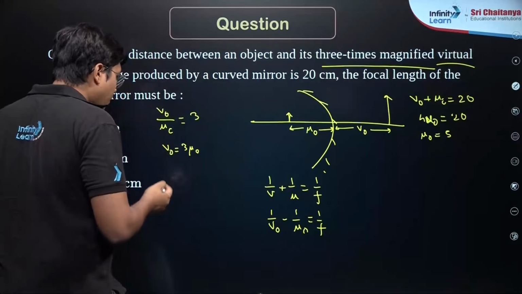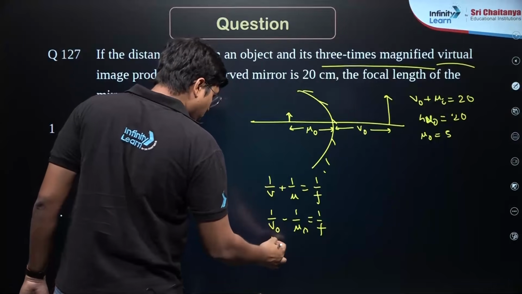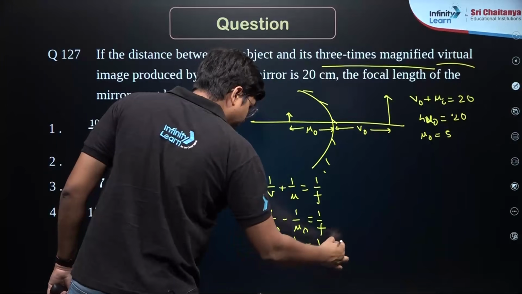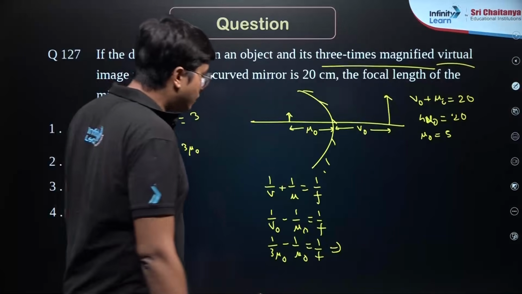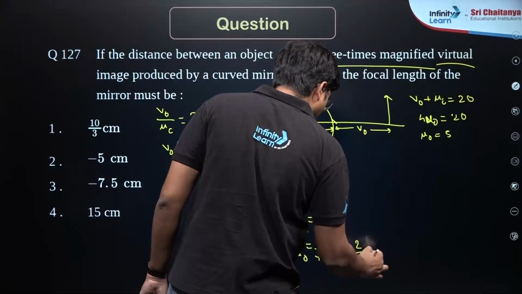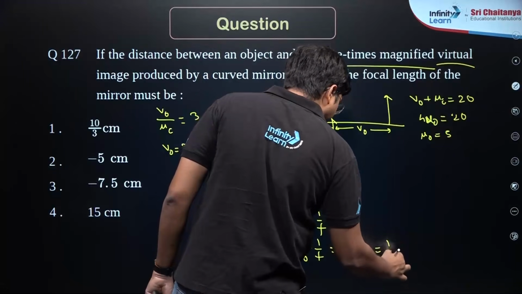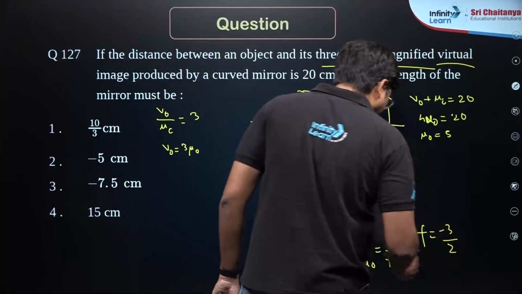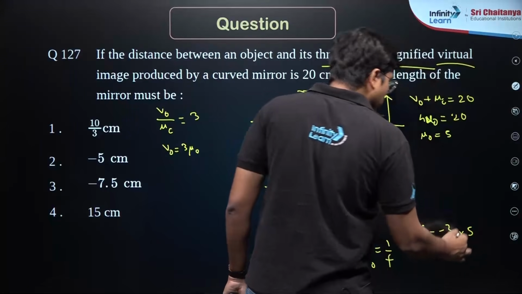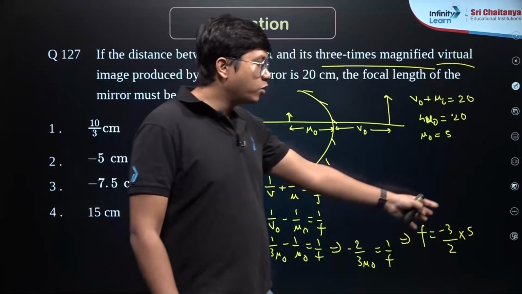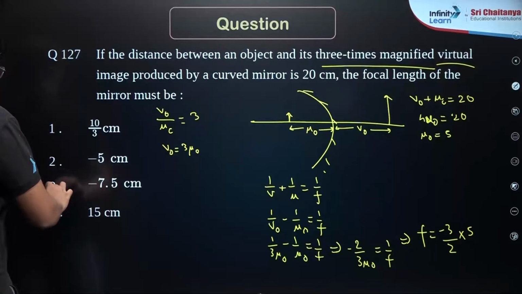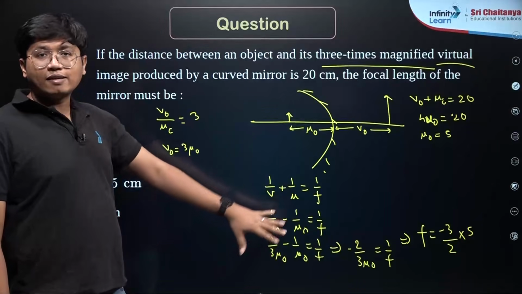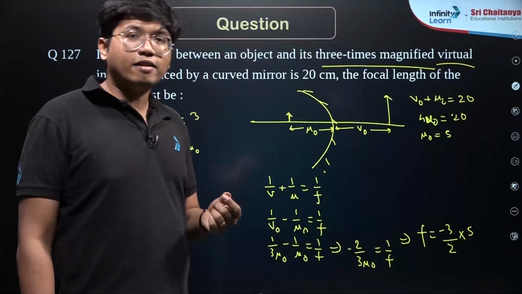Great. Over here, let's see what I can swap out. I can put 1 by 3 u0 minus 1 by u0. That's 1 by f. This is minus 2 by 3 u0. That's 1 by f. So f is basically minus 3 by 2 times u0. u0 is 5. So 3 by 2 of 5 is 7.5, minus 7.5 centimeter. Please, in these kind of questions, work with magnitudes first and only apply sign convention at the very end, when you plug in the values in the equation.